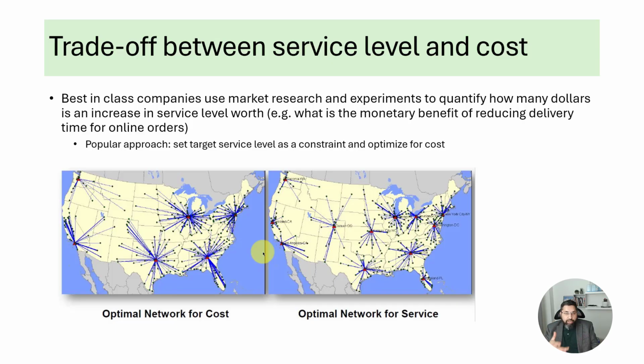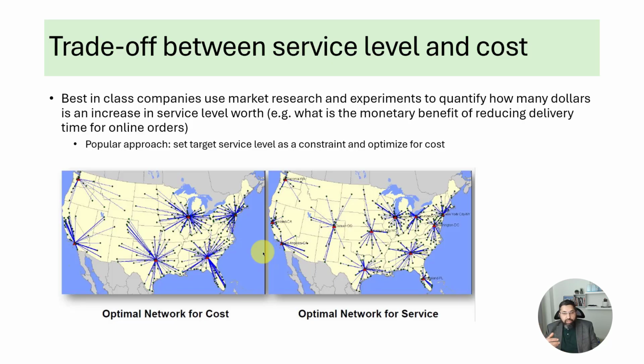And then if you don't like the solution or it's too expensive, then you can relax the service level constraint and say, okay, maybe I'm okay with delivering within a week. And then, okay, how about let's change this constraint to allow delivery within 7 days. And then what's the lowest cost network I get now?